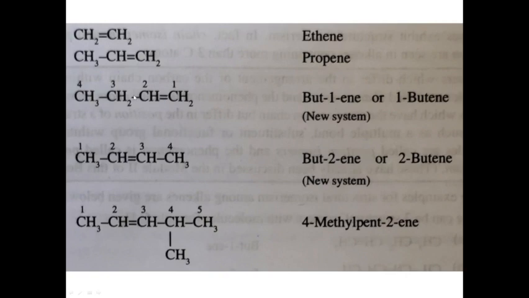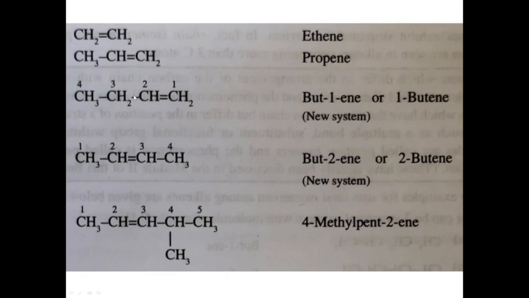So these two molecules will be different, and here we have to specify where the carbon-carbon double bond is present. Here the double bond is at the first carbon atom. So this is butane with 1, 2, 3, 4 carbons, but-1-ene, with the double bond at the first carbon atom. Always the name ends with ene.